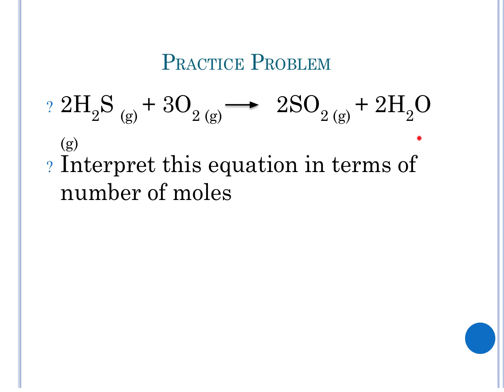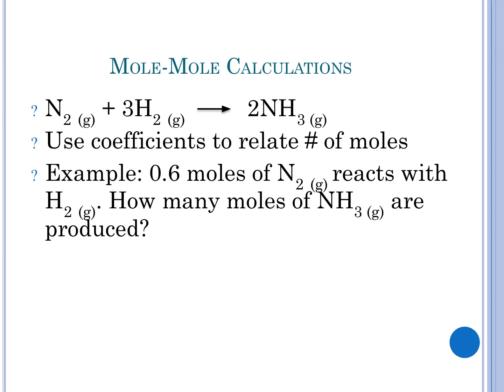So we're going to use these coefficients. Whatever the coefficients are, you're thinking of moles. So 2 moles of H2S reacts with 3 moles of oxygen. It gives you 2 moles of SO2 and 2 moles of water. We're going to use the coefficients in the balanced equations to figure out how many moles we'll get in a chemical reaction. So go ahead and copy this balanced equation down in your notes.